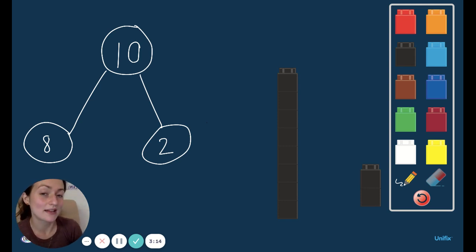I'm not going to do the rest of these for you because you know how to do this on your own. I want you to go ahead and continue to break apart your blocks until you're all the way down to 0. Make sure you make a number bond to match your picture every time. Sounds good?